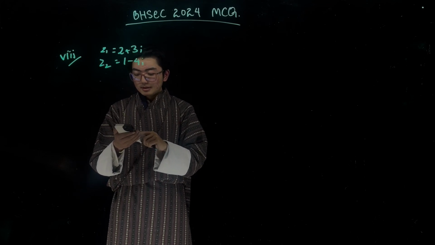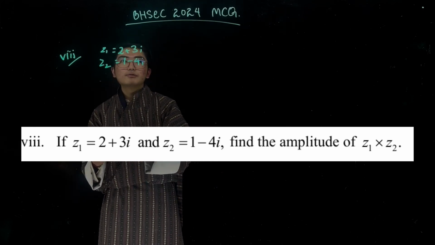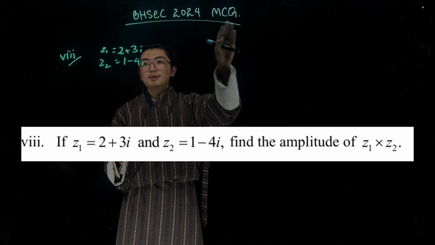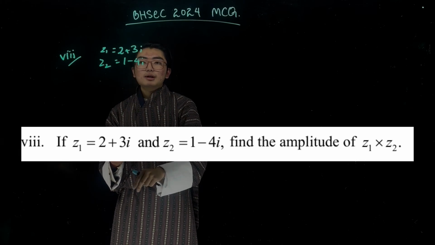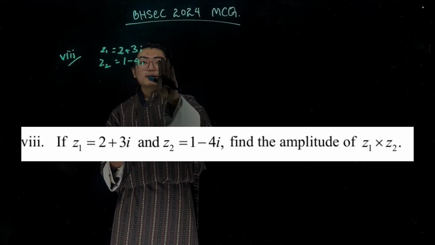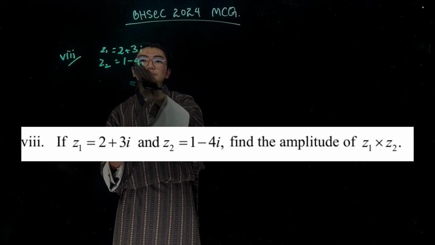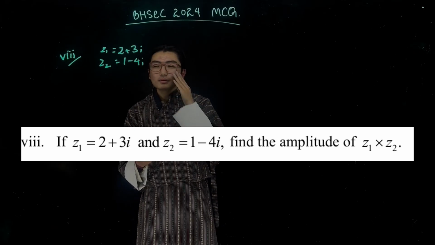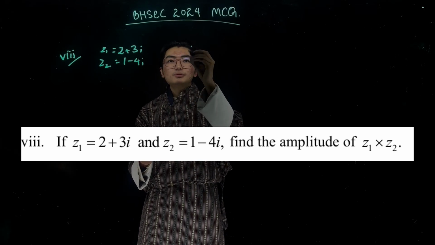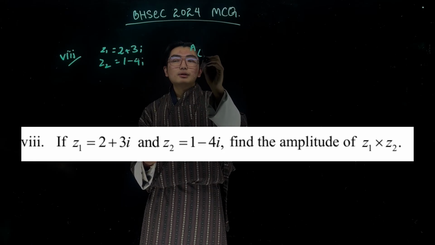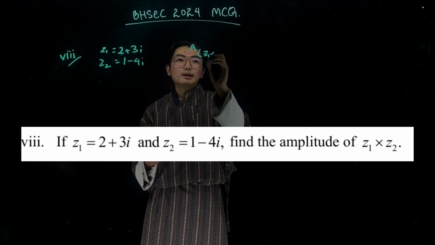Now let's look at question number 8 of the BHSEC 2024 MCQ Maths. In this question, we are given two complex numbers, z1 is 2 plus 3i, and z2 is 1 minus 4i. And the question asks us to find the amplitude of the complex number z1 times z2.